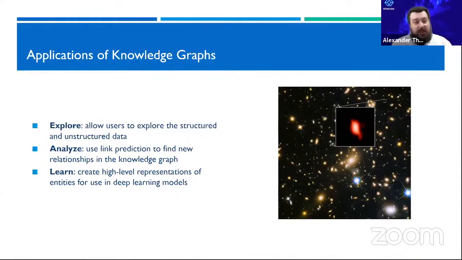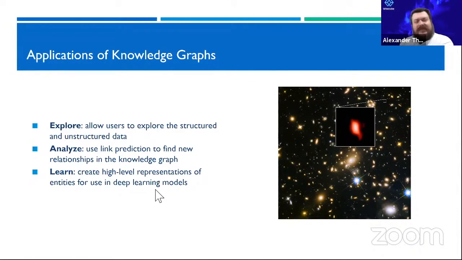Now that we have this graph, we can explore the data. We can go and look at the different topics. We can go and search through the documents. So we can now look at this combined data set of structured and unstructured data. We can analyze the graph itself to find new relationships.